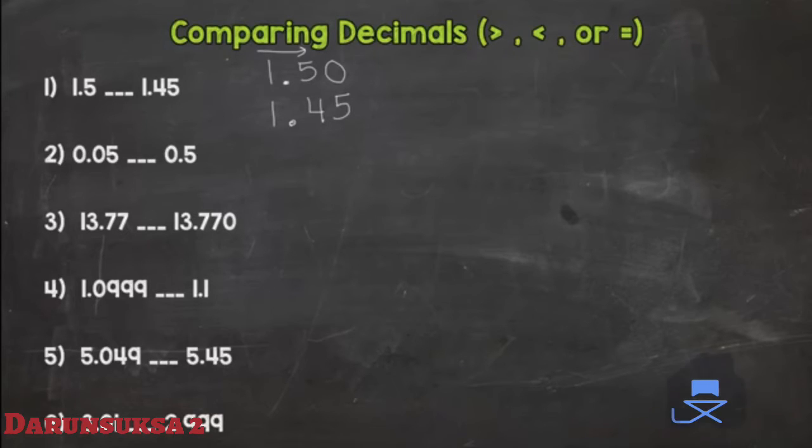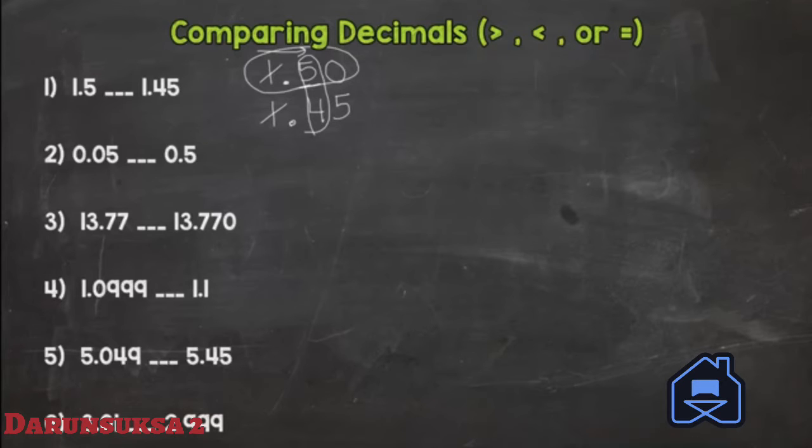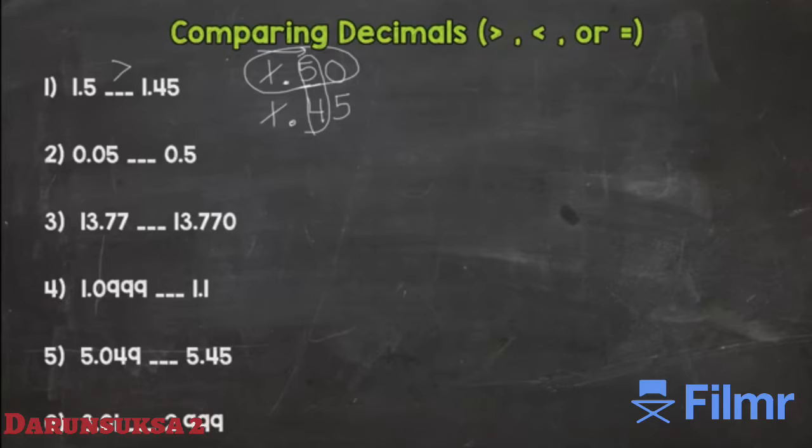So for example, let's look at our ones place. We have a 1 and we have a 1, so we can't compare. They're the same there. So let's look at our tenths place. Can we compare this place? Yes, the 5 is greater than the 4. Okay, so this is automatically greater. 1 5/10 is greater than 1 45/100.